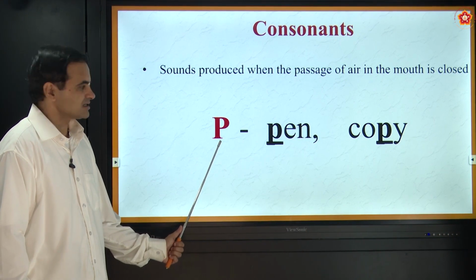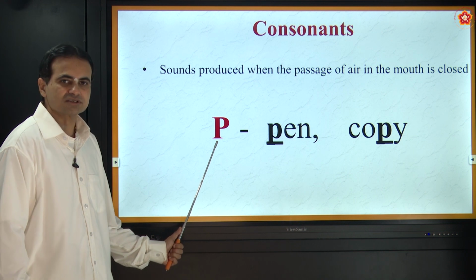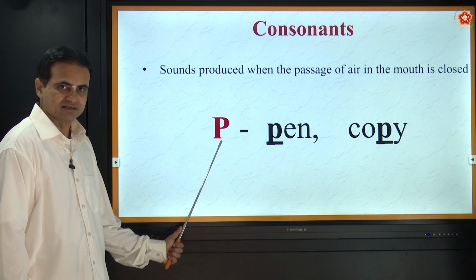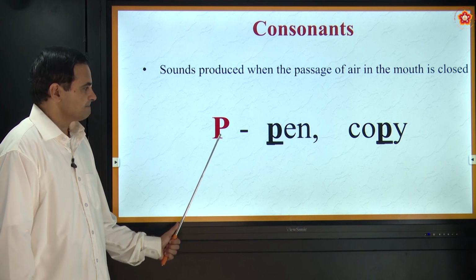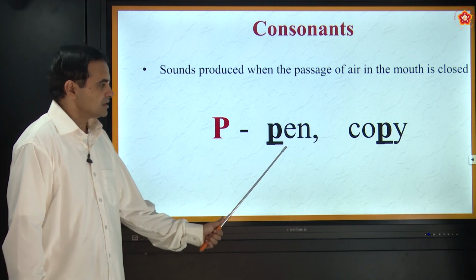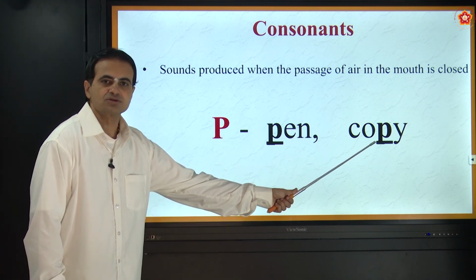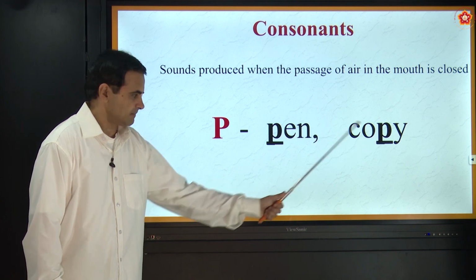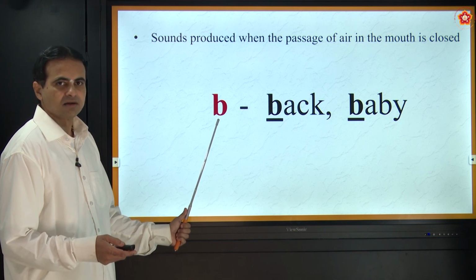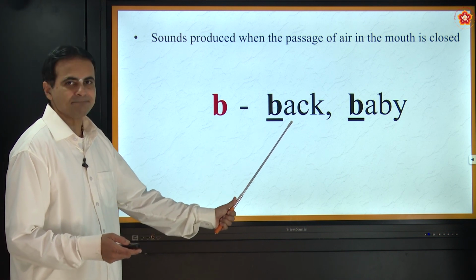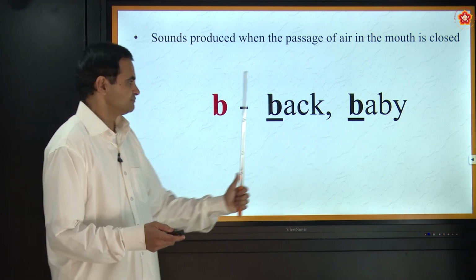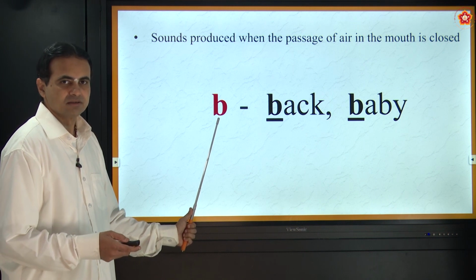Consonants are comparatively easy because most of the consonant sounds have the same symbols as the letters. So this is P, it represents the sound P. Examples: pen, copy. Next, B. Examples: back, baby.